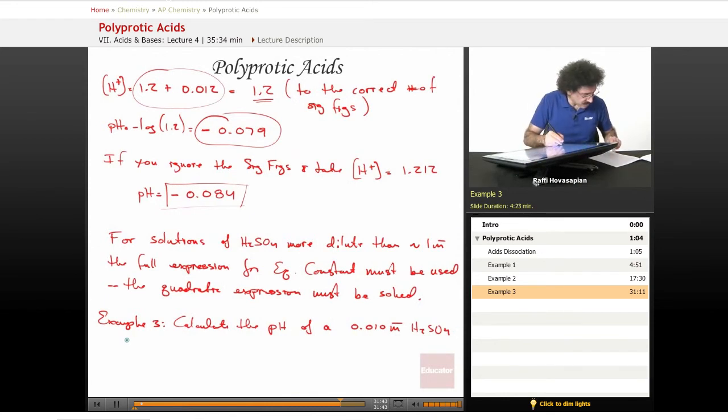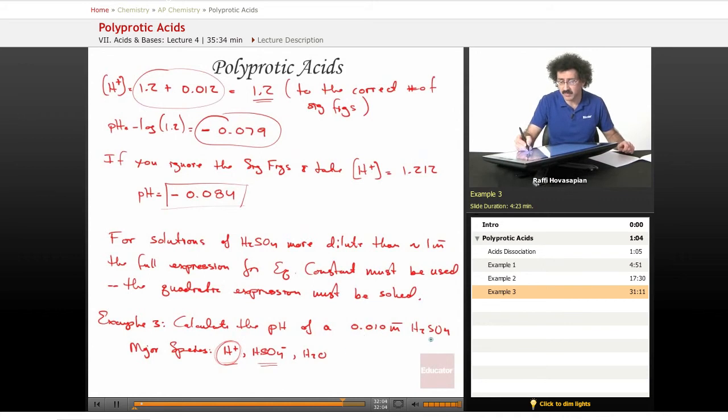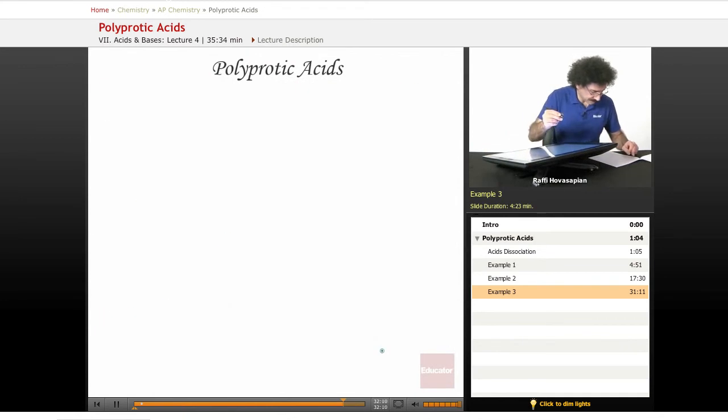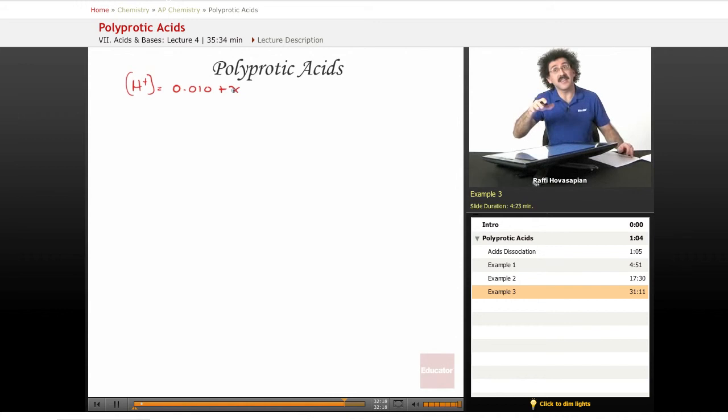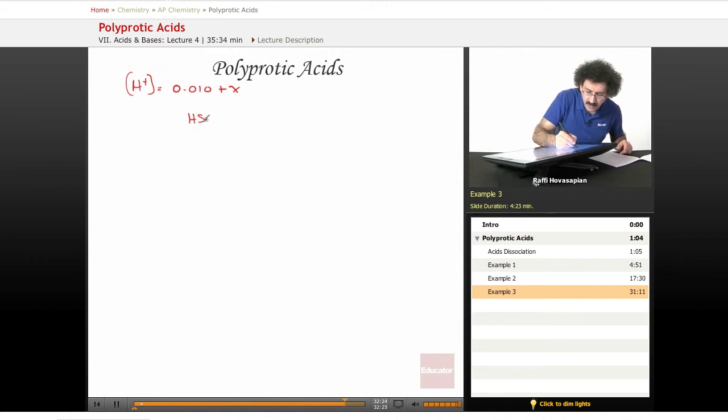We have our major species. Again, we have the H plus from the first dissociation, we have the HSO4 minus from the first dissociation, and we have water. These two are going to dominate the equilibrium. We know what this is already. This is just 0.01 molar because it's fully dissociated, strong. The final hydrogen ion concentration is going to be 0.010 plus X, and X is the hydrogen ion concentration we get from the dissociation of the HSO4 minus.